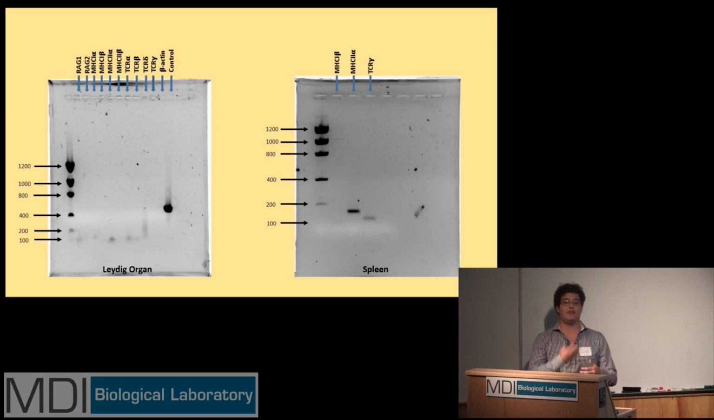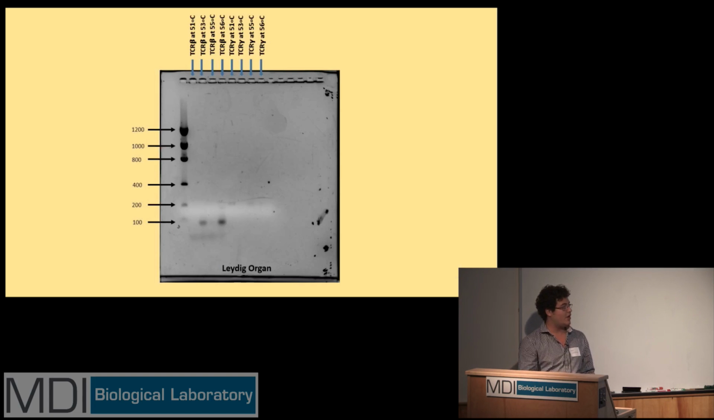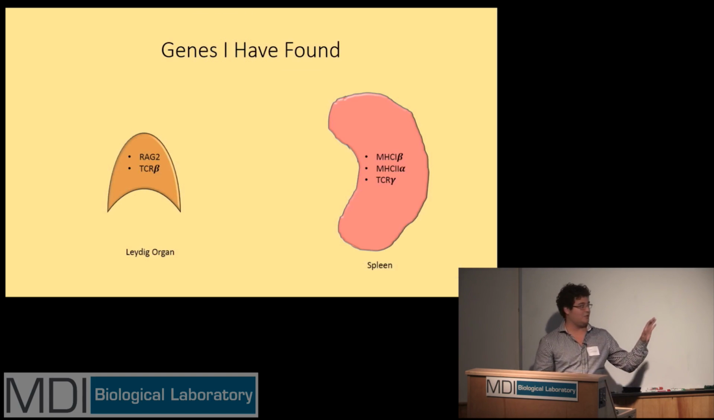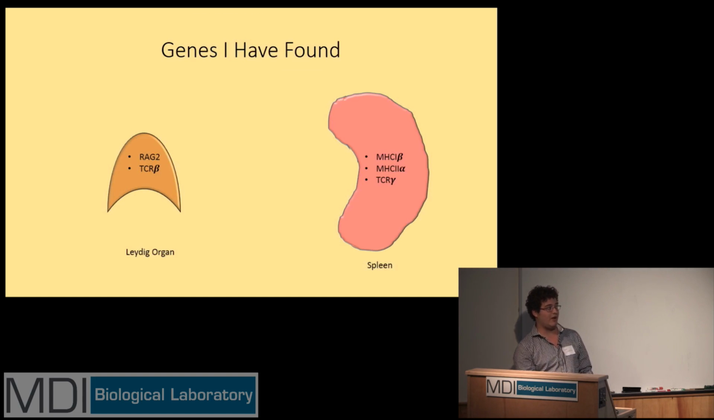So there's still a lot of different PCR runs that we would need to do. So I've taken this slide to show you what I've isolated and found so far. I found RAG2 and TCR beta in the Leydig, and MHC1 beta, 2 alpha, and TCR gamma in the spleen. So what does this mean for my project and the future of it?